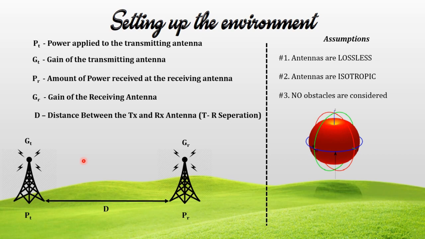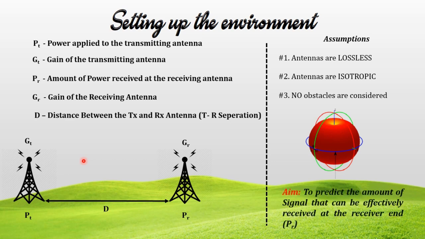So the free space propagation model is more suited for modeling satellite communication kinds of environments. The main aim of this particular derivation is to march towards finding the amount of signal that can be effectively received at the receiver end. This value, PR, is the amount of received power at the receiving antenna, and we are going to derive towards finding the value of PR.